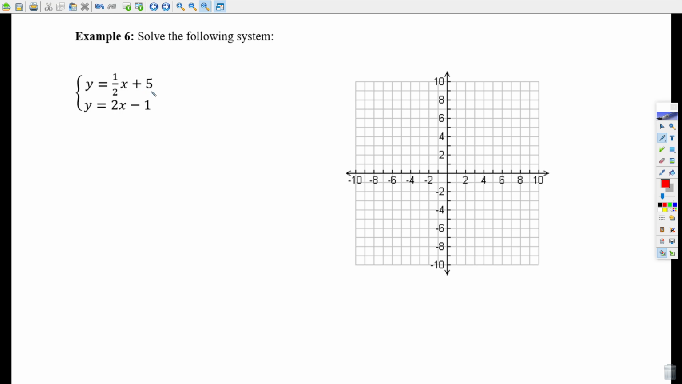So y equals 1/2 x plus 5. We'll start at 5. Put a dot there. And then our slope, remember because we start at the y-intercept, the slope means we go up 1 over 2. Up 1 over 2. Up 1 over 2.